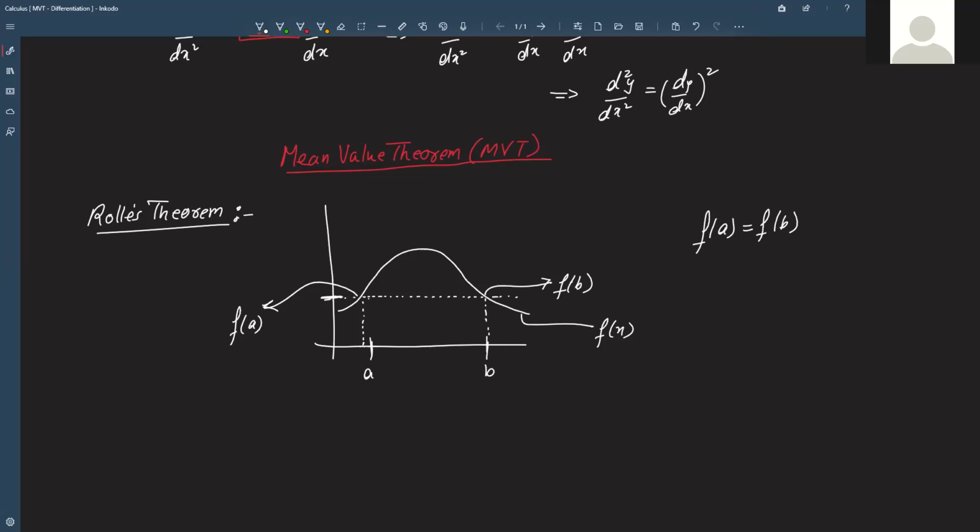That is possible if it is a continuous graph. That is possible only in two conditions. Either the graph is like this, such that at A and B they have the same value. So this is A and this is B. If the graph is decreasing and then increasing, it will have to go down and come back. Then only it will have the same value again.